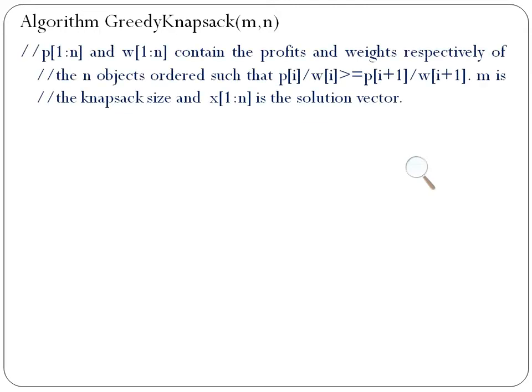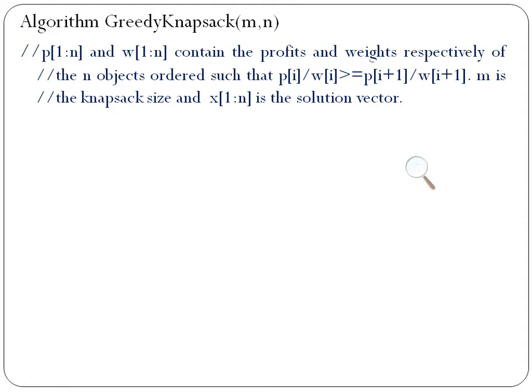Now we have written that profit 1 to n and weight 1 to n contain the profits and weights respectively of the n objects, ordered such that the profit divided by weight ratio of I is greater than or equal to profit of I plus 1 divided by weight of I plus 1. So within this greedy knapsack, we will have two arrays which consist of the profit and the weight.